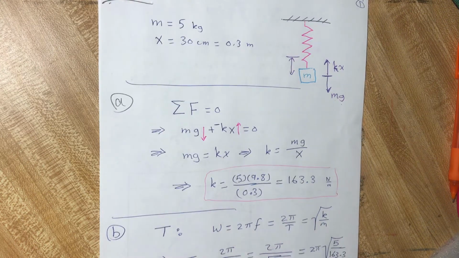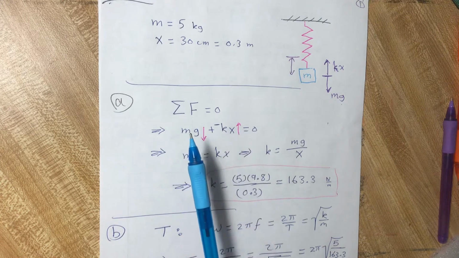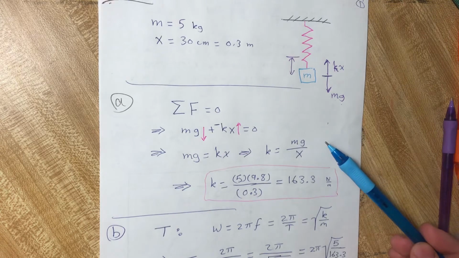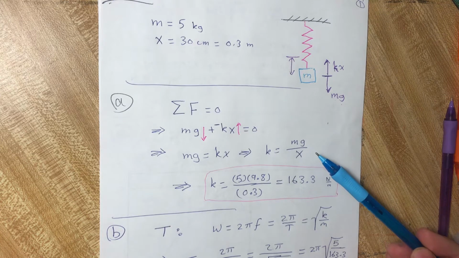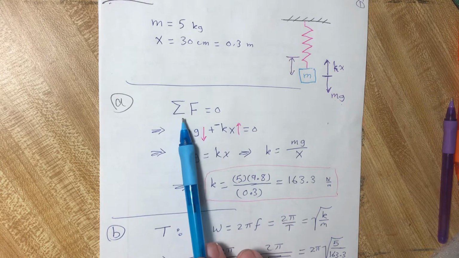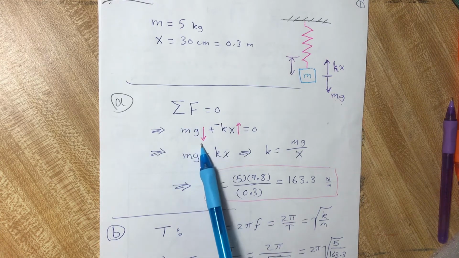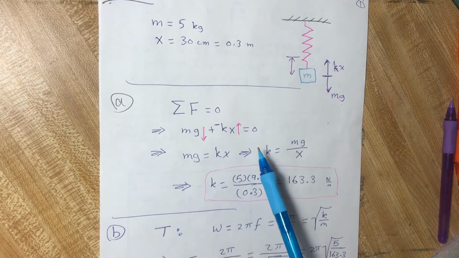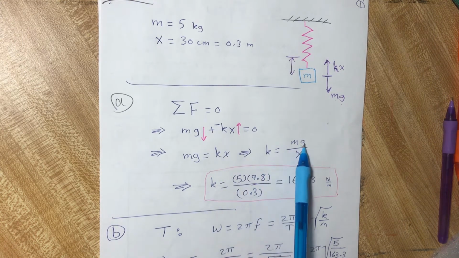Okay, we use this one now. Because we have an equilibrium, that means we will use Newton's first law. The acceleration is 0, so the summation of all the forces is 0. The weight force downward plus the restoring force upward is equal to 0. We just need to order the terms to find that k is equal to mg over x.